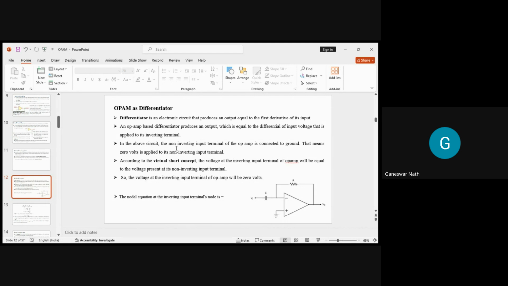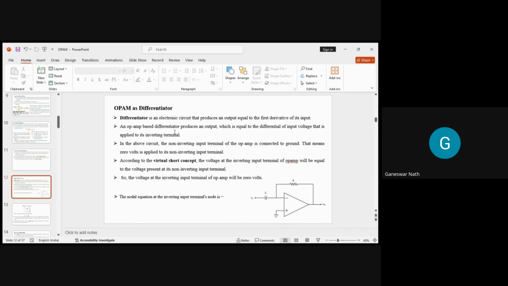So what is a differentiator? A differentiator is an electronic circuit that produces an output equal to the first derivative of the input. Whatever input we apply at the input terminal, you must find the first derivative of the input at the output. Suppose I put y as an input, then the output I can get is y prime, and that y prime is equal to dy by dx. So that is called a differentiator.